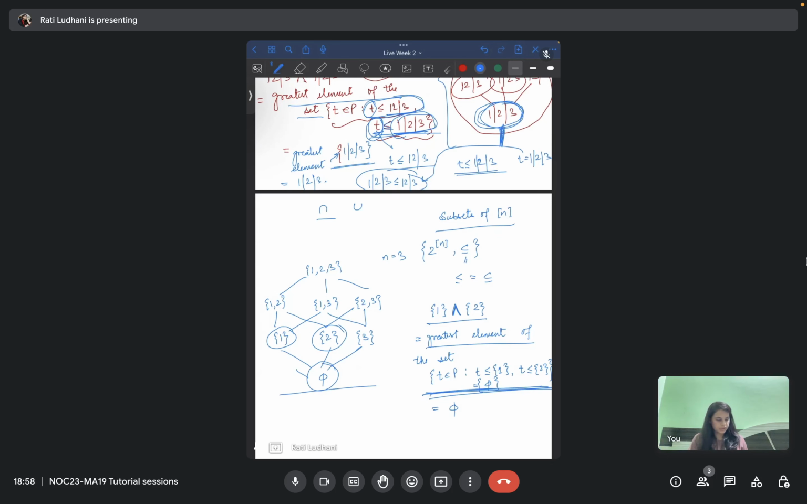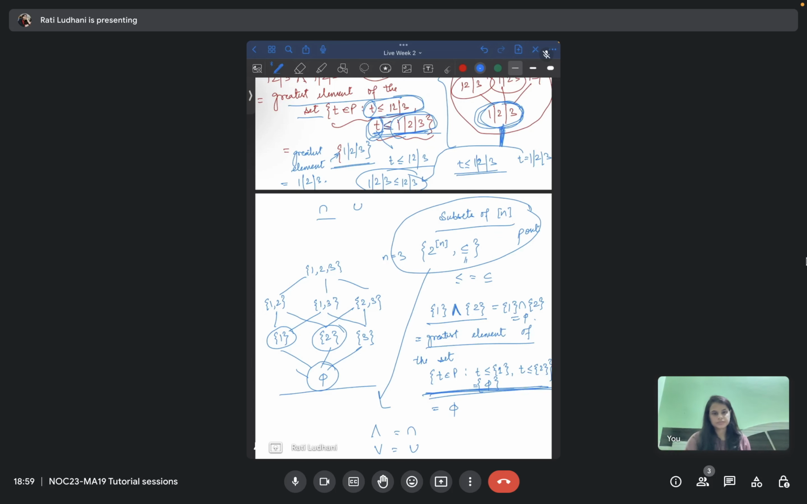Now this is basically your intersection. If you take this particular subset, this particular poset, then in this poset, your meet is actually intersection and join is actually union.